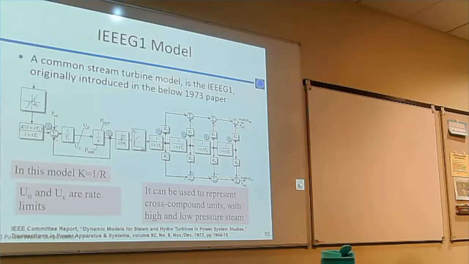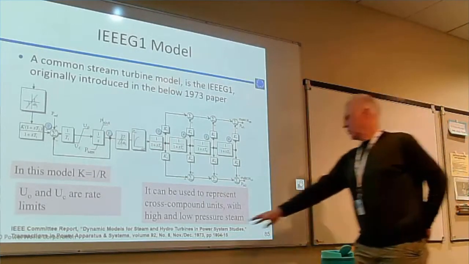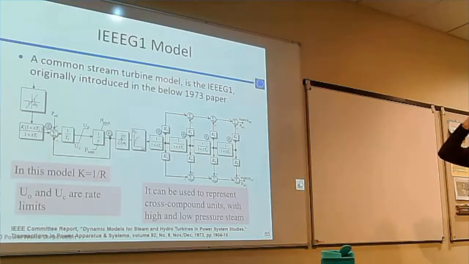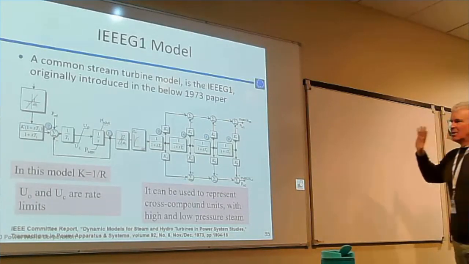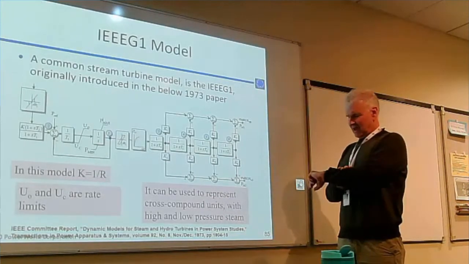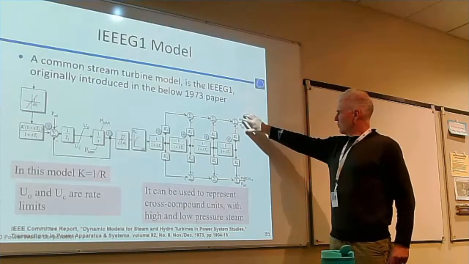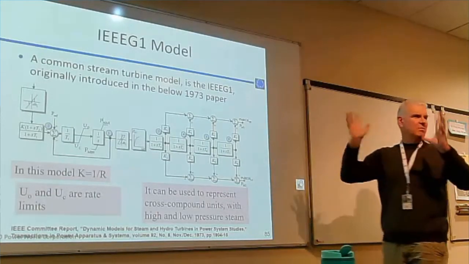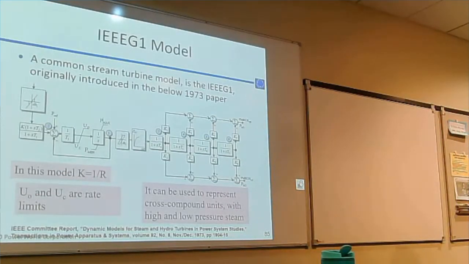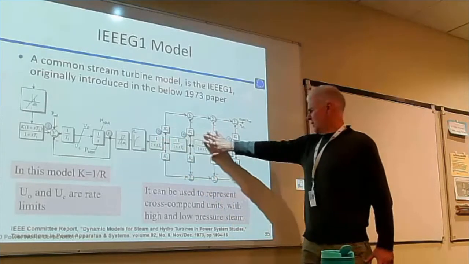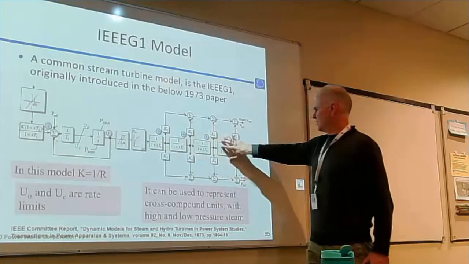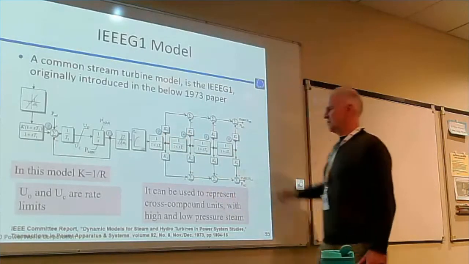That's an IEEE G1 model. This is a common steam turbine model. It was originally introduced in the 1973 paper that I give below there. It is used to represent cross-compound units with high and low steam pressure values there. It's a bit of a pain because it's got two inputs coming into it, so two different machines. So it's potentially controlling two different machines. But this is just modeling the high and low pressure systems in the steam turbine.